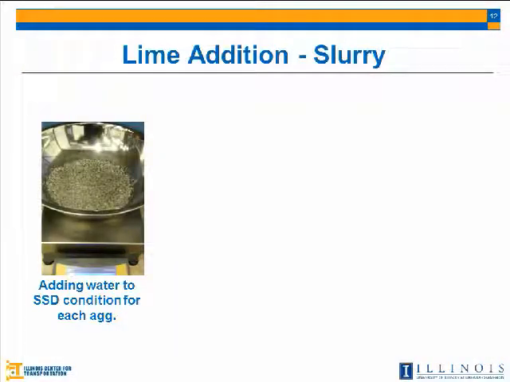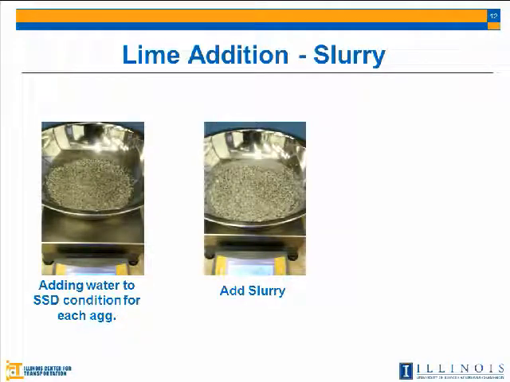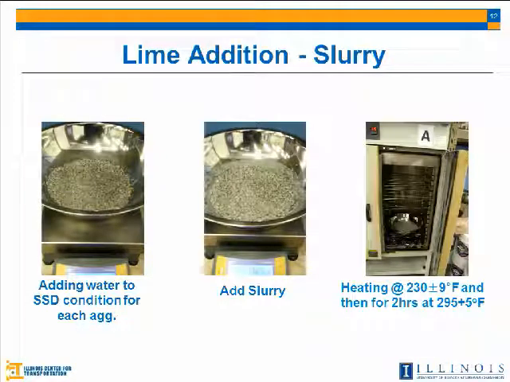We'll talk here about the lime addition techniques that we used. Here we have the slurry method. In the slurry method, we batched each aggregate stockpile in a separate pan. Then we added water to the aggregates, taking it to the SSD condition. Then we add the slurry. Slurry is a combination of water and lime. The water is 3% of the dry weight of aggregate. Then we put that mixture in the oven at 230 degrees until we get rid of the excess water, and then we increase the temperature of the oven to the mixing temperature, which is 295, for at least 2 hours, and then we continue with the normal mixing and compaction process.